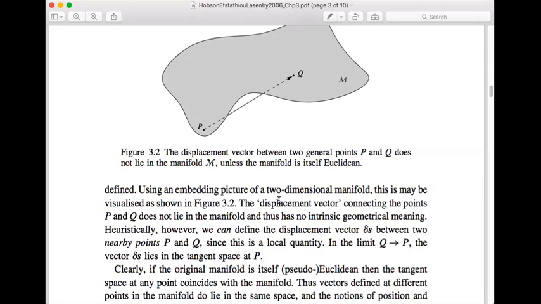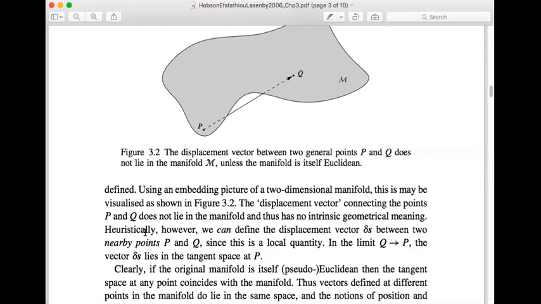In short, the powerful message here is that this displacement vector connecting points P and Q does not lie in the manifold and has no intrinsic geometrical meaning. It just doesn't make sense.